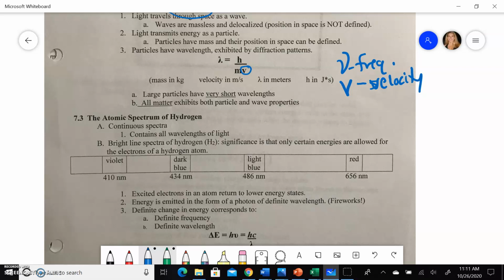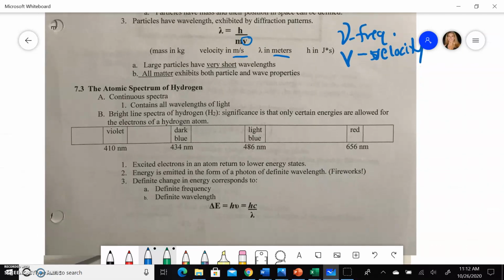But again, you want to make sure your units cancel. So if your wavelength is in meters and you have meters per second here, that's what you're looking for. And then h is going to be in joules times seconds. So again, velocity needs to be in meters per second if you're going to use Planck's constant. Like I said, all matter exhibits both particle and wave properties, which is weird for us, but you just have to accept it's the dual nature of what we've learned.